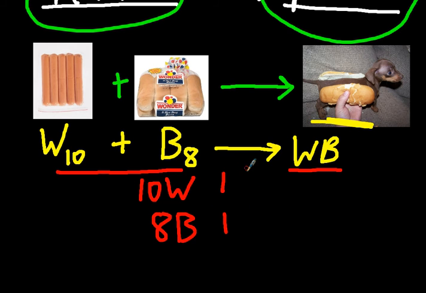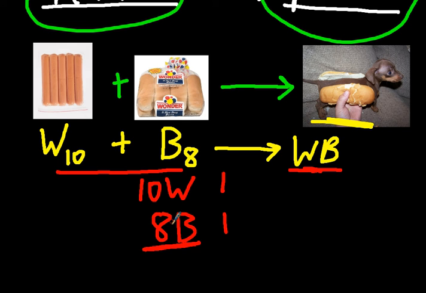So we have to figure out a way to make everything equal on both sides. Same amount of W's on the left and the right side. Same for the B, left and right side the same. So first off, we need to figure out how to make the W's and the B's equal on this side, because they're always going to be equal on the product side because they're stuck together. So, how can we find a number that's a multiple of 10 that's also a multiple of 8?